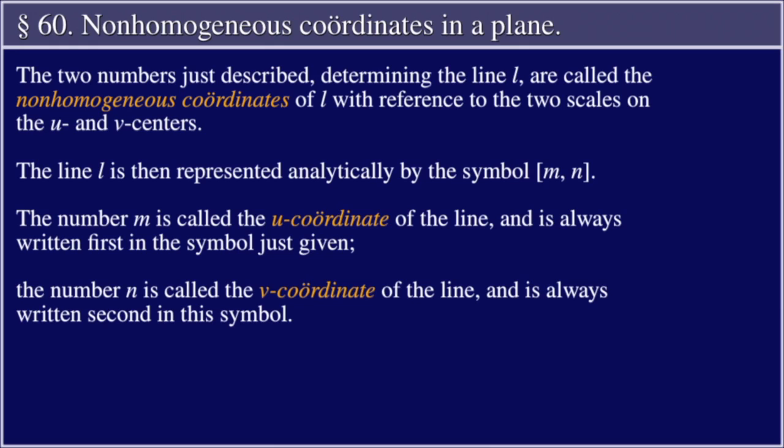The two numbers just described determining the line L are called the non-homogeneous coordinates of L with reference to the two scales on the U and V centers. The line L is then represented analytically by the symbol [m, n] in square brackets. The number m is called the u-coordinate of the line and is always written first in the symbol just given. The number n is called the v-coordinate of the line and is always written second in this symbol.